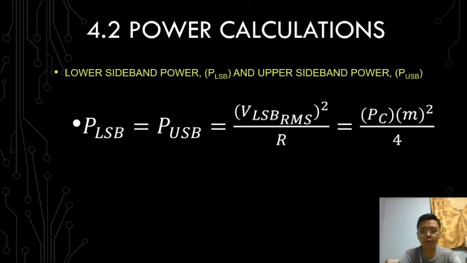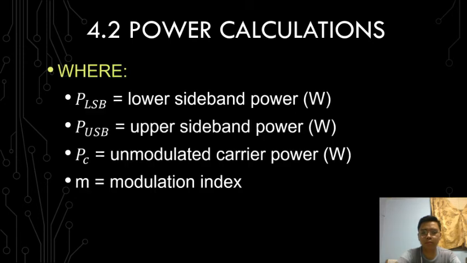This is the formula for lower sideband power and upper sideband power. P_LSB is equal to P_USB, which is equal to V_LSB RMS squared over R, which is also equal to P_c times m squared over 4, where P_LSB is the lower sideband power, P_USB is the upper sideband power, P_c is the unmodulated carrier power, and m is the modulation index.